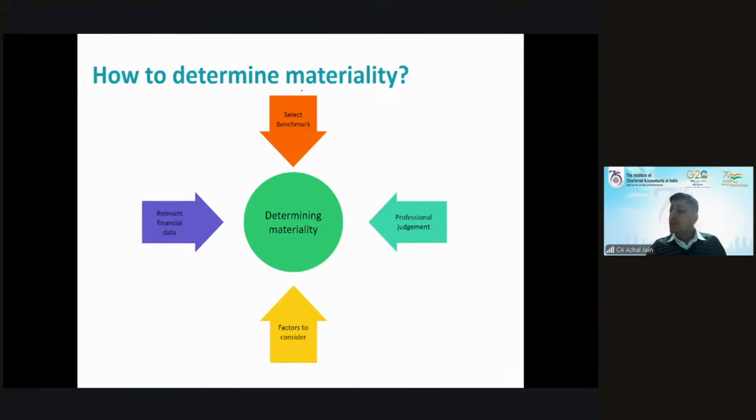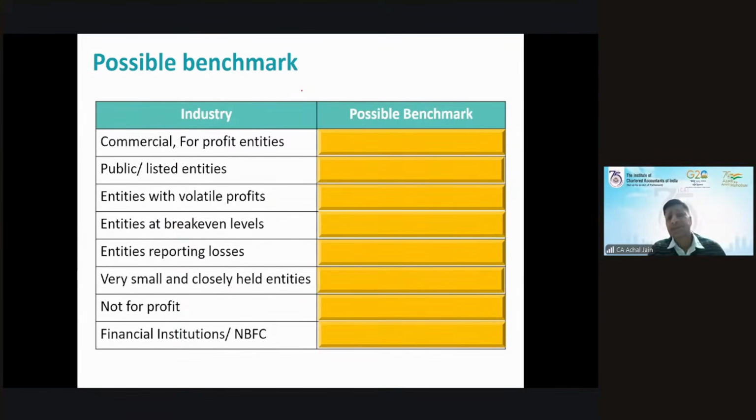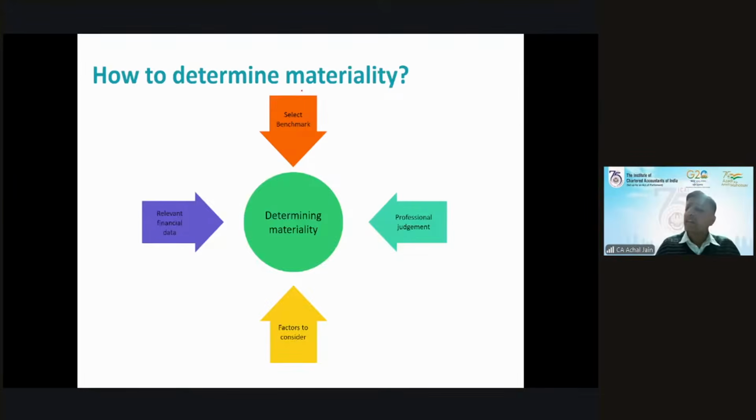Now, for this materiality to be determined, we are talking about a threshold to be determined. There are some benchmarks available, on the basis of which materiality is determined. What are those benchmarks? Some of the benchmarks could be profit, revenue, and assets at times. Again, there's no set formula for this, and that's why we say it's on the professional judgment of the auditor.